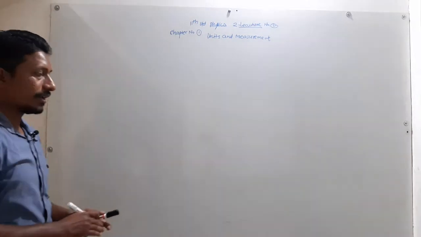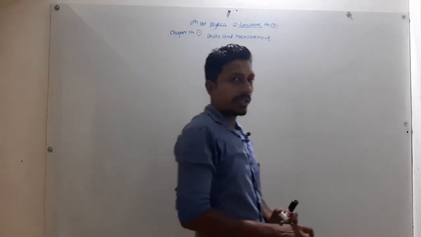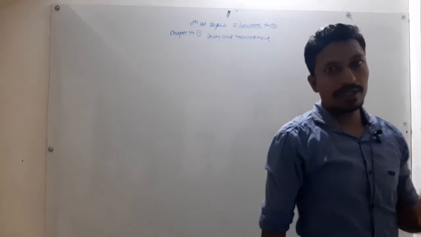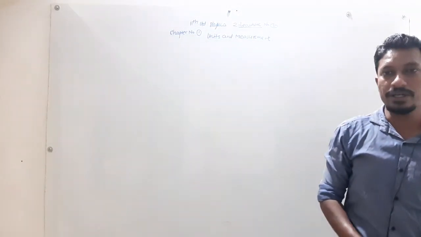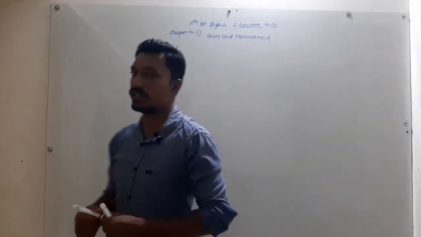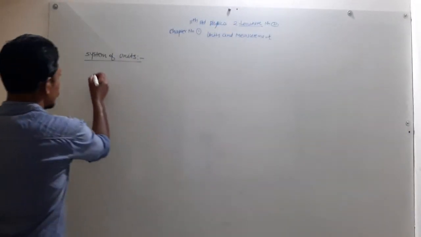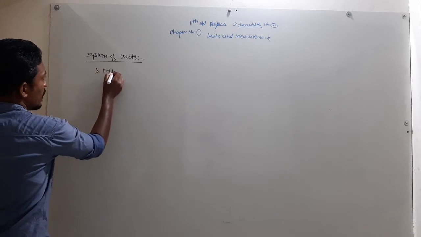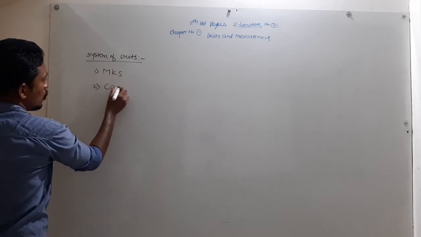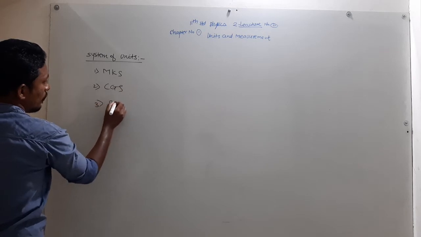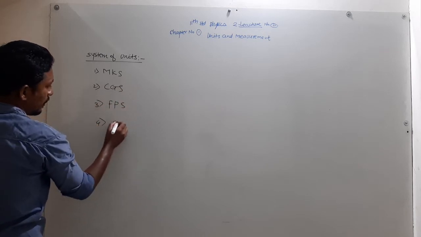In my previous lecture I completed the characteristics, the requirements of good units. Today we start the system of units. There are 4 types of system of units. First one is MKS, second one is CGS, third one is FPS, and fourth one is SI.